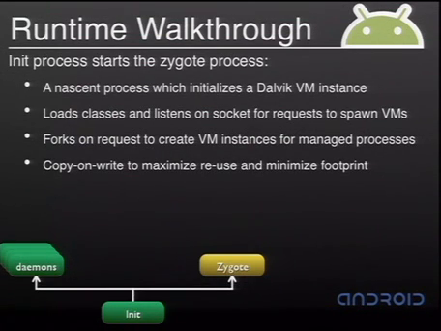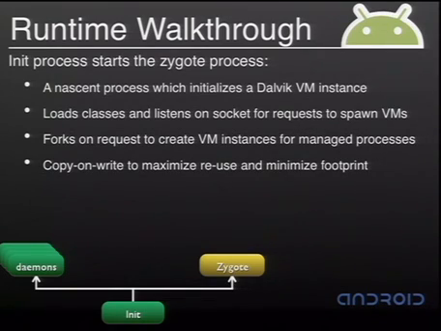After starting up the Linux daemons, and we'll collapse those in the corner of the screen here to save some space, the init process starts up a really neat process called Zygote. And as its name implies, Zygote is really just the beginning of all of the rest of the Android platform. And so Zygote is a nascent VM process. It initializes a Dalvik VM and preloads a lot of these libraries. And it forks on request to create new VM instances for managed processes.